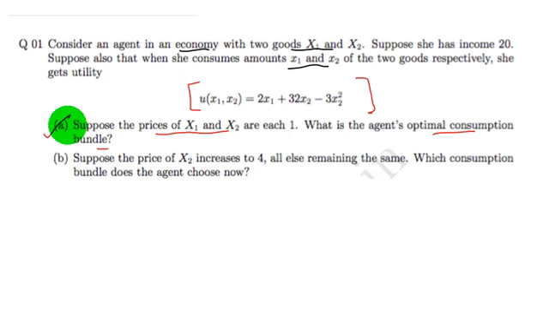And suppose the price of X2 increases to 4, all else remaining the same. Which consumption bundle does the agent choose now? We'll solve this question in just a second.